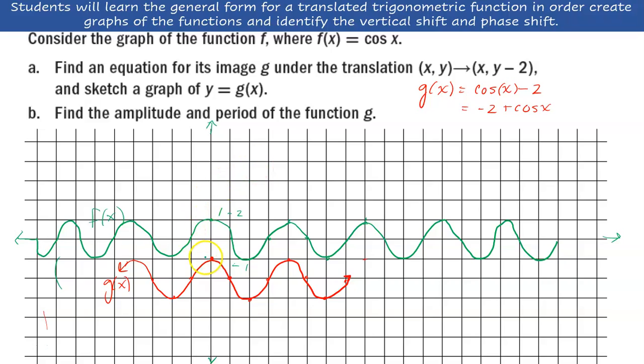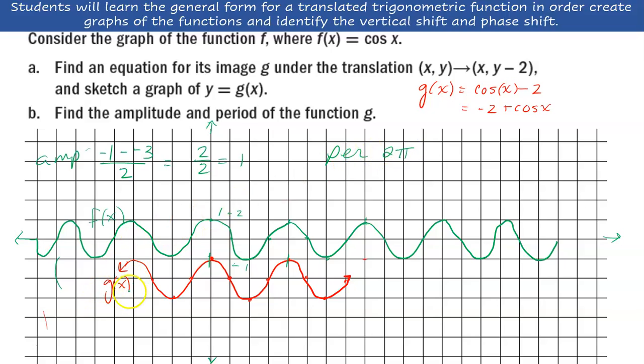Well, our amplitude, remember we said, was the difference between the max and the min divided by 2. So if we do our max, which is -1, minus our -3, and divide that by 2, our amplitude is going to be 2 divided by 2, which is 1. Now our period is how long it takes before it repeats. Well, we still went from 1 to 2 pi. So our period still stayed 2 pi.